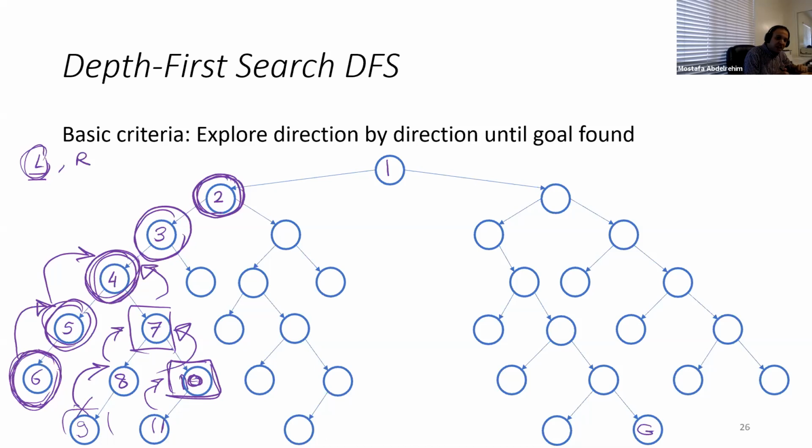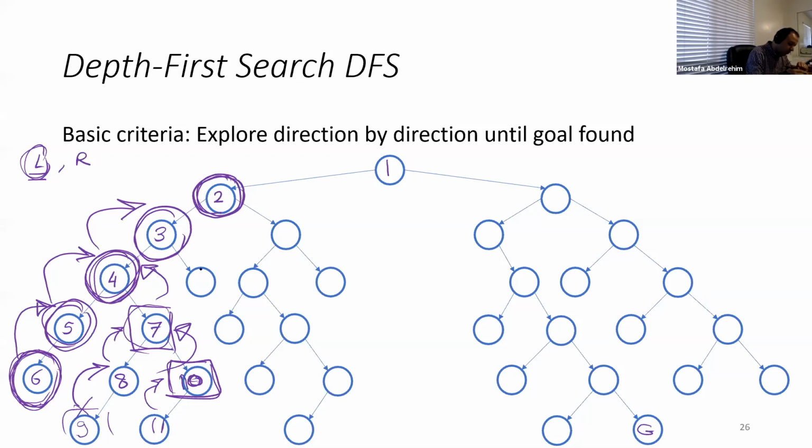Does 4 have any other leaves connected to it, or children, as a parent? No. It has only 2, 5, and we explored all the possibilities of 5. It also has 7, and we explored all the possibilities of 7. So we go back one step to what? To 3. Does 3 have other possibilities other than 4? Yes, it has.